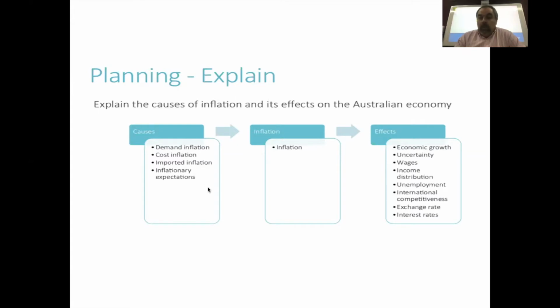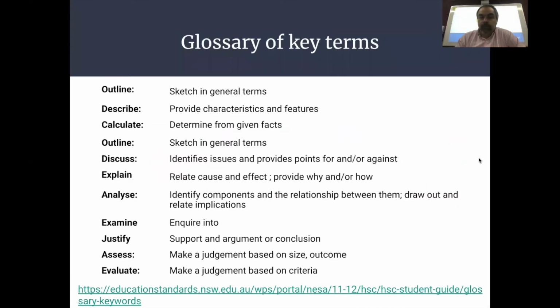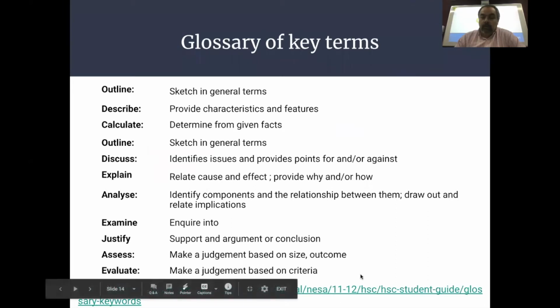So the way you would tackle this question is that you would address the causes and you would link specific causes to specific effects. And we'll look at the use of evidence and technical language a little bit later on. All right, so you can see here that these are the main terms typically used in economics. It's not exhaustive, there's others. There's a link there to the key directive terms from NESA.